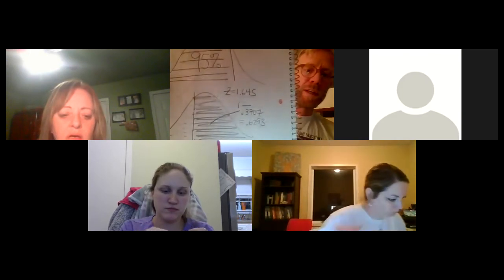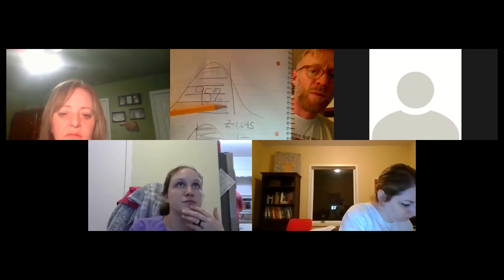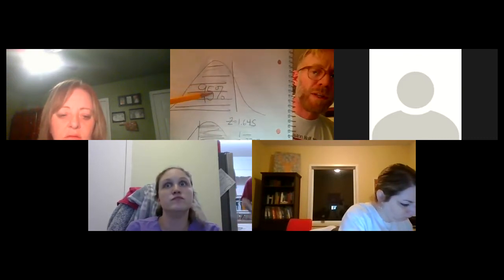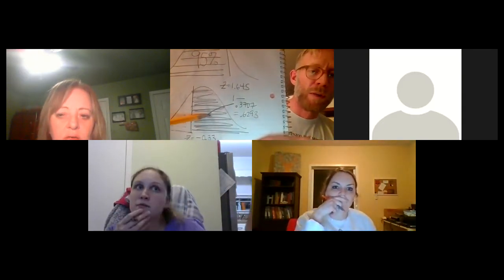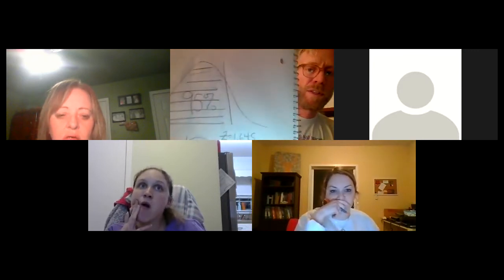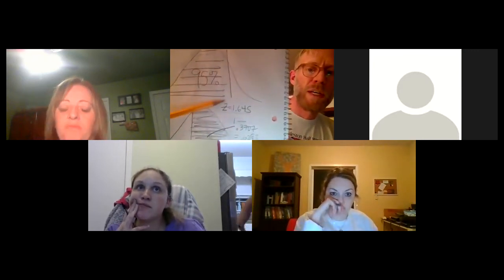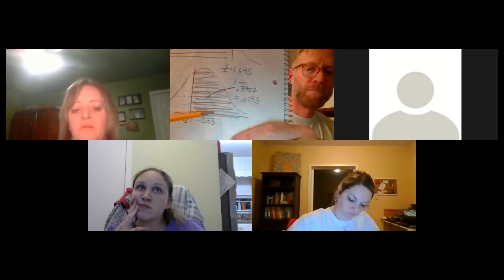So again, you see the parallel. The first problem we did, we were given area to the left. And the second problem, we're looking for area to the right. So you see the difference? In the first one, we could just look it up directly, and then the second one we had to subtract from 1. Okay. Yeah, that makes sense. So let's go to the very last scenario.